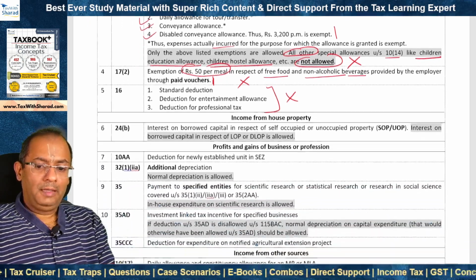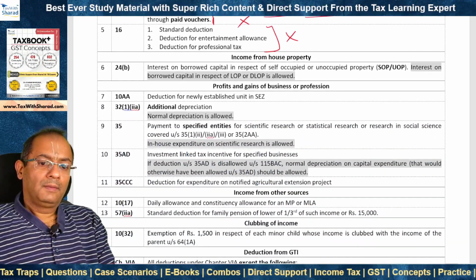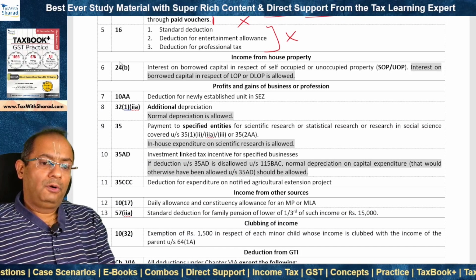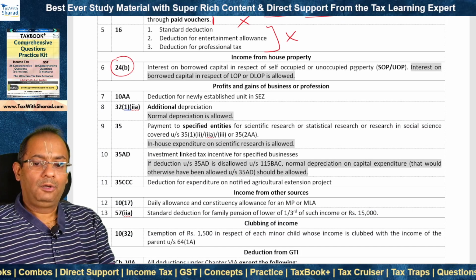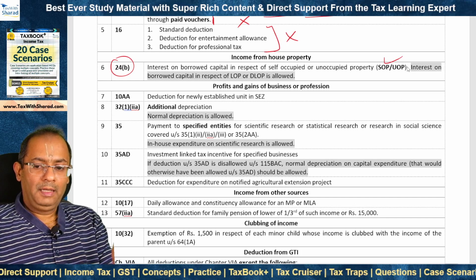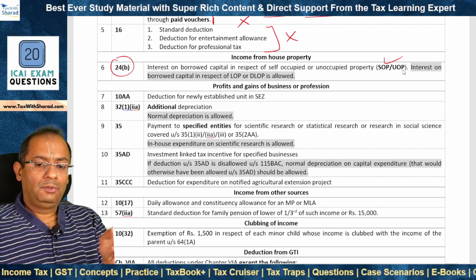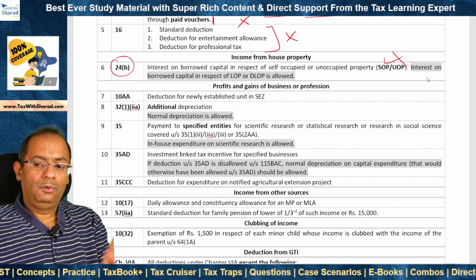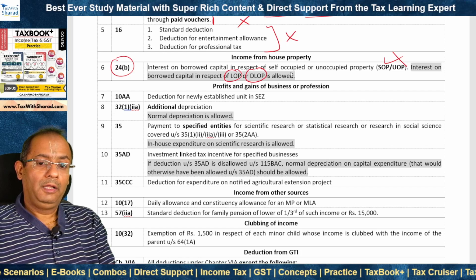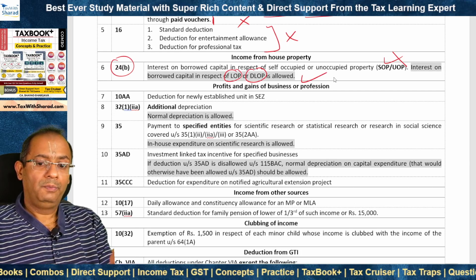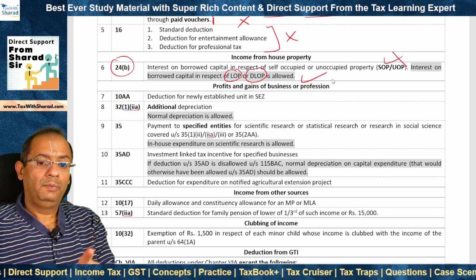What about income under the head income from house property? 24(b) deduction is not allowed. What is this? Interest on borrowed capital in respect of SOP or UOP. SOP or UOP, interest on borrowed capital is not allowed. What this means is that interest on borrowed capital in respect of LOP or DLOP is allowed. So SOP, UOP, interest is not allowed. LOP, DLOP, it is allowed.